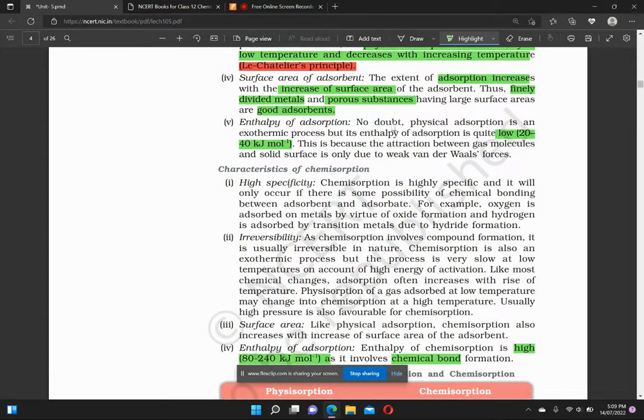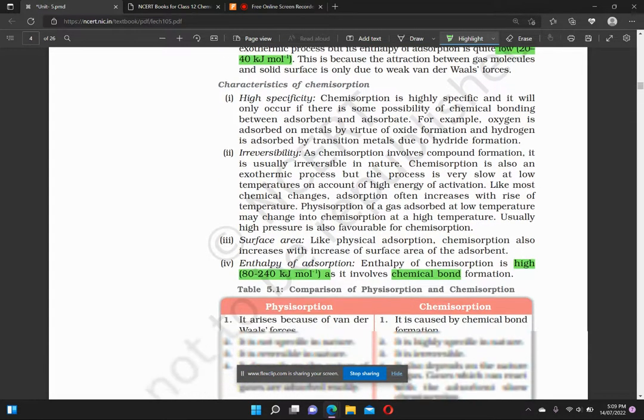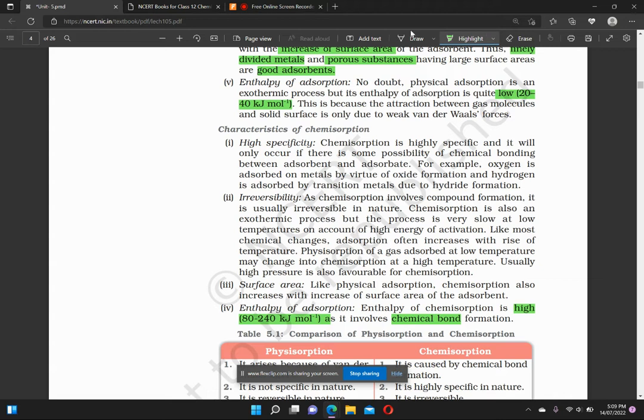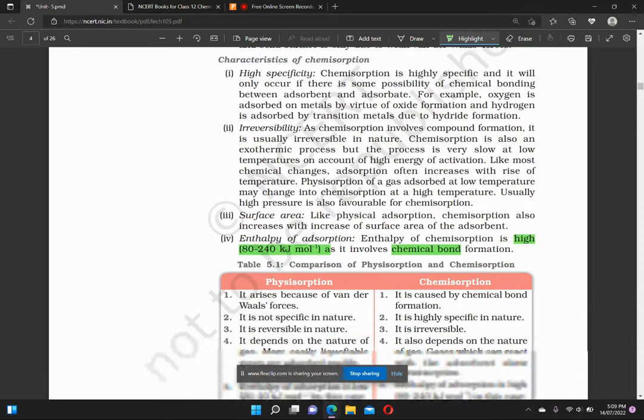This is because the attraction between gas molecules and the solid surface is only due to weak van der Waals forces. That's why the enthalpy of adsorption is low. I didn't underline this one because it's already there in the subheading. So enthalpy is low, 20.